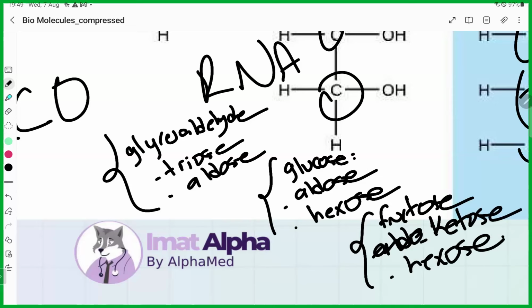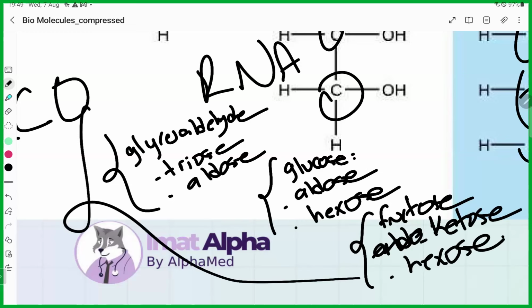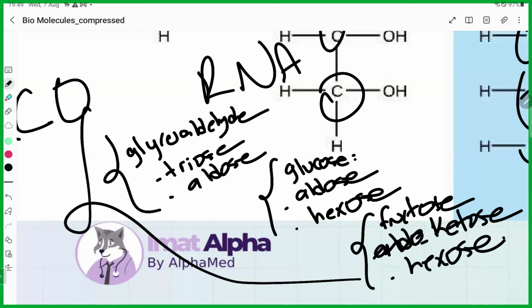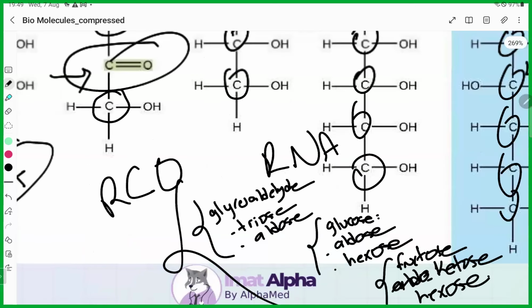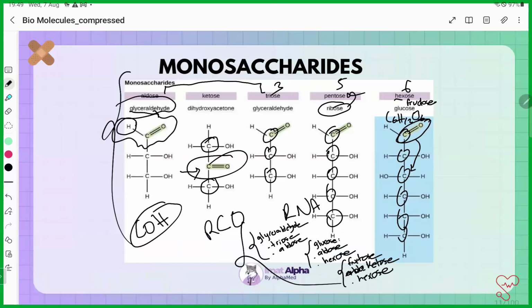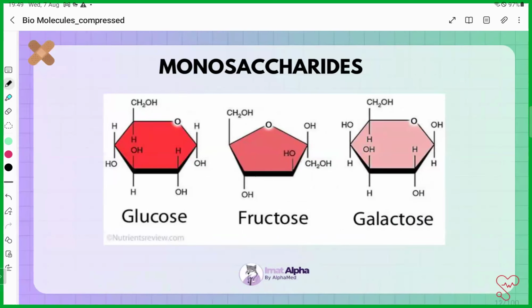So all you should know are these three, the most important three for the IMAT. Of course, ribose, you should just know it's a pentose, nothing else. And yeah, that's all. I guess you won't be asked about this. If you want, you can put it as additional information. Monosaccharides, glucose, fructose, and galactose. You don't have to study the structures, but you just have to know the differences between the structures.